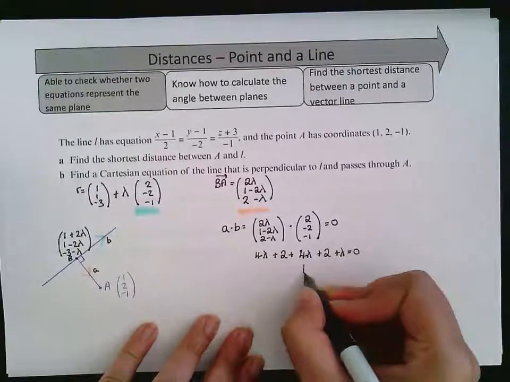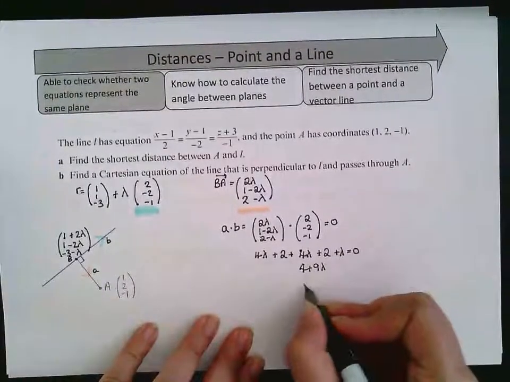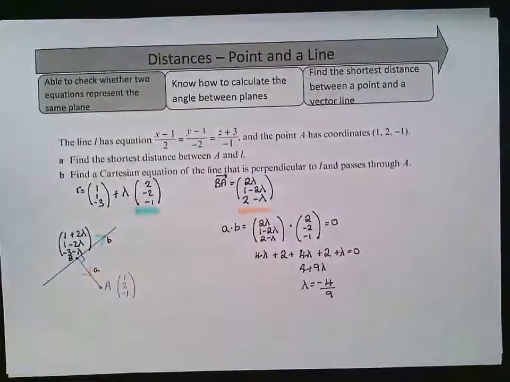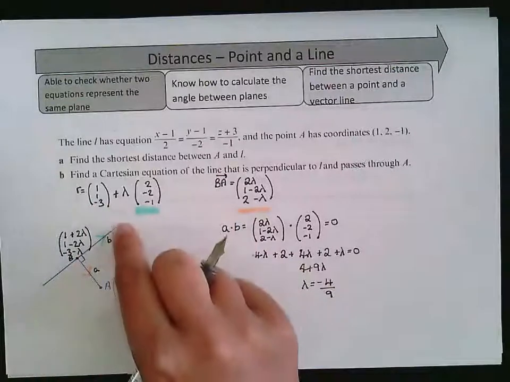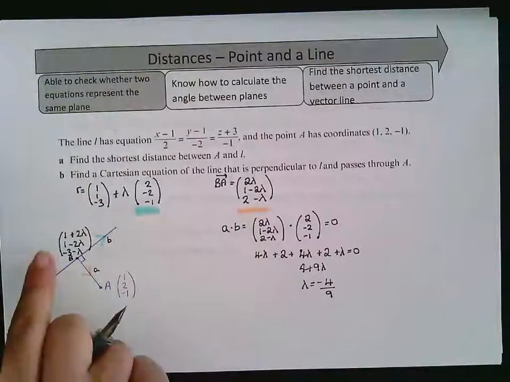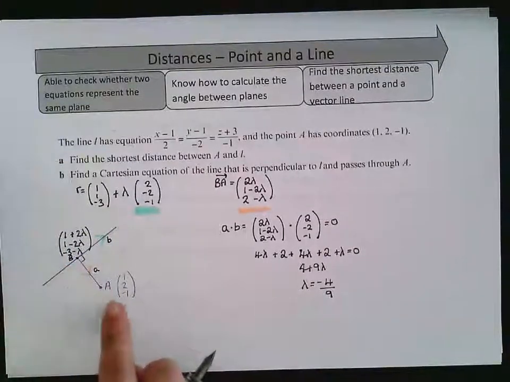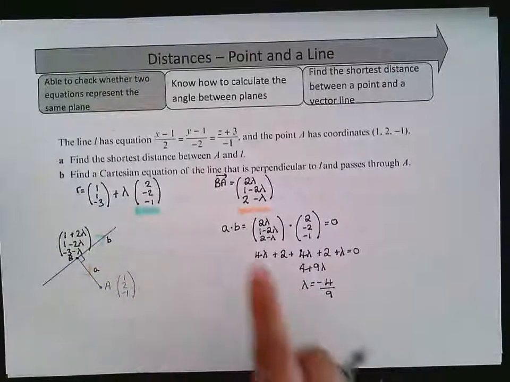So that gives me 4 plus 9 lambda. Lambda is minus 4/9. So let's go back and remind ourselves what we are doing. We were trying to find the shortest distance between this point here and the line. We wrote the general coordinate here, we've got the coordinate here, and we worked out the movement in between. We then dot producted the two to work out what lambda is.